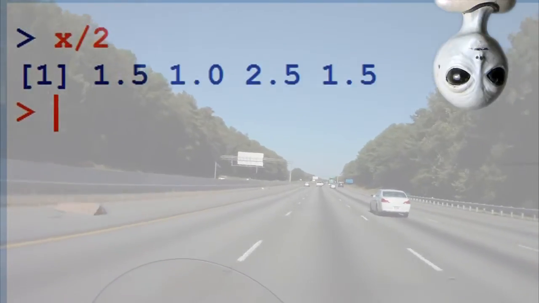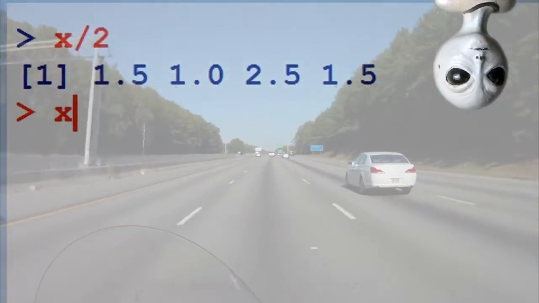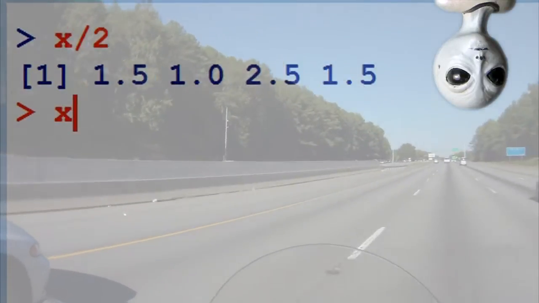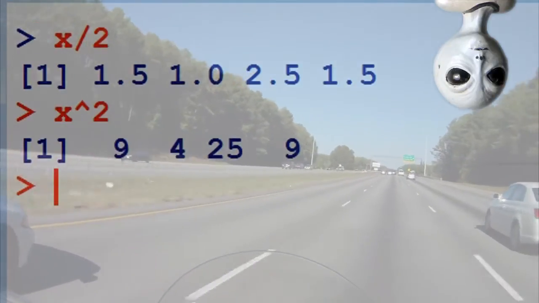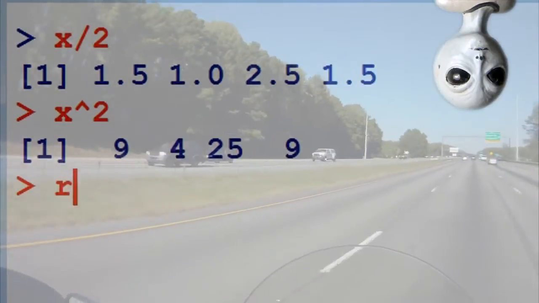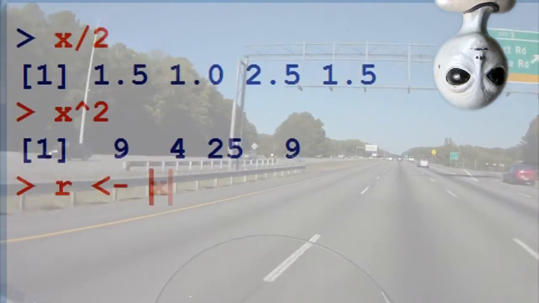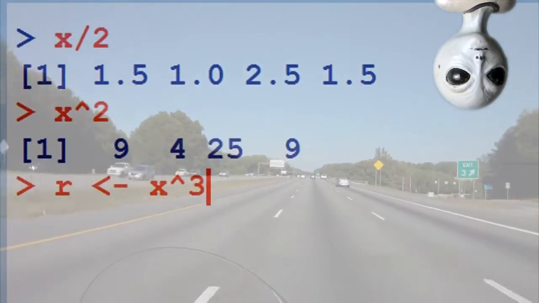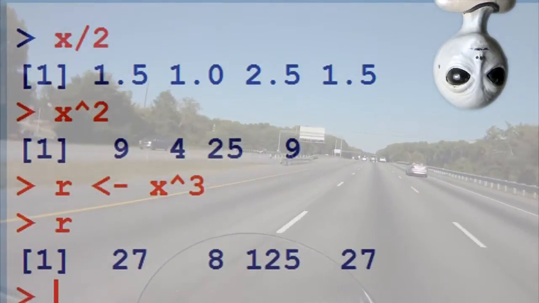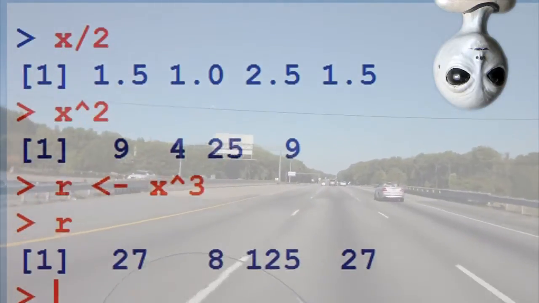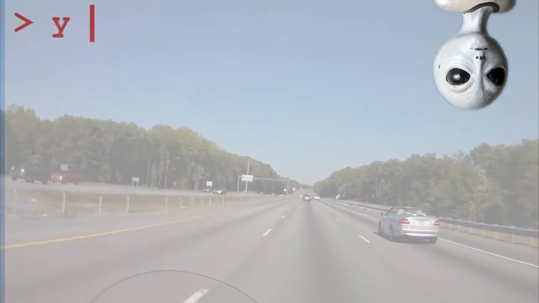Here we're dividing X by the number 2. So ordinary division works in the expected manner. Here we're raising X, the variable X, which is all those numbers, to a power, in this case squaring it. Now we're taking the variable R and assigning that to X cubed. Now let's print that out by typing R and hitting enter, and we get the cube of all the numbers that are in the variable R.